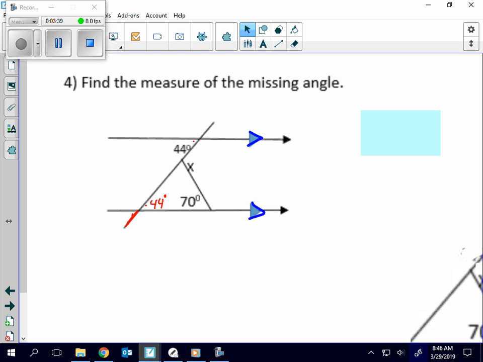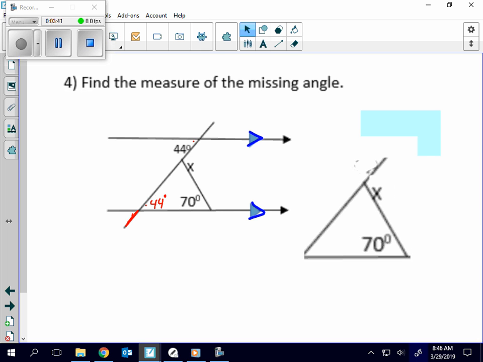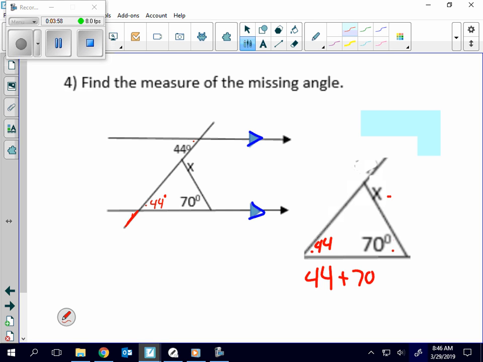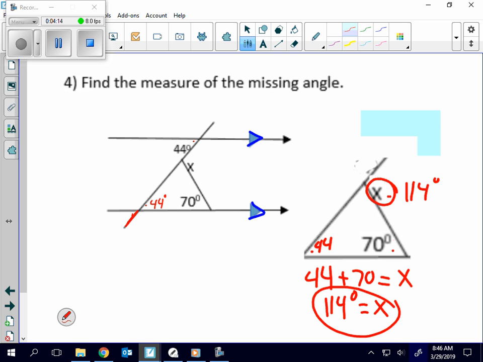Looks like I've got a triangle. In fact, if I were to pull that triangle out separately, I could go ahead and put the 44 in here, and I'm looking for X. I hope you've noticed that we've got 2 remote interior angles and our exterior angle. Well, if I add up the 2 remote interior angles, they equal that exterior angle. 44 plus 70 is 114 degrees. So that would be the answer to the question. That angle is 114 degrees. And we could put it in the original picture as well.